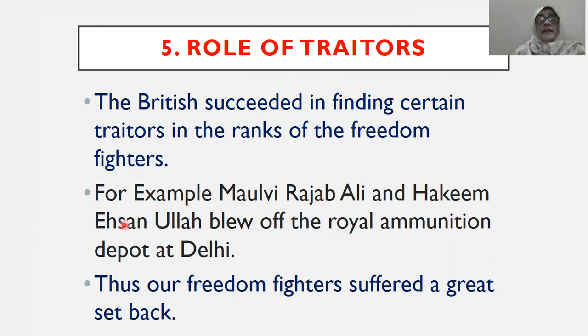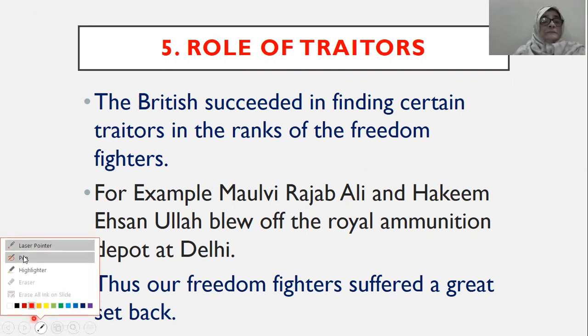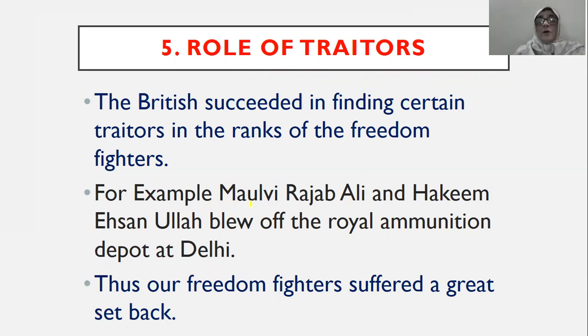Maulvi Rajab Ali and Hakim Ehsanullah blew up the Royal Ammunition Depot at Delhi. Can you imagine? Now these people cheated on us for what? For power, for money. So they knew our weakness. They knew that they had traitors who would do anything for money, for power. Thus, our freedom fighters suffered a great setback because of these people.